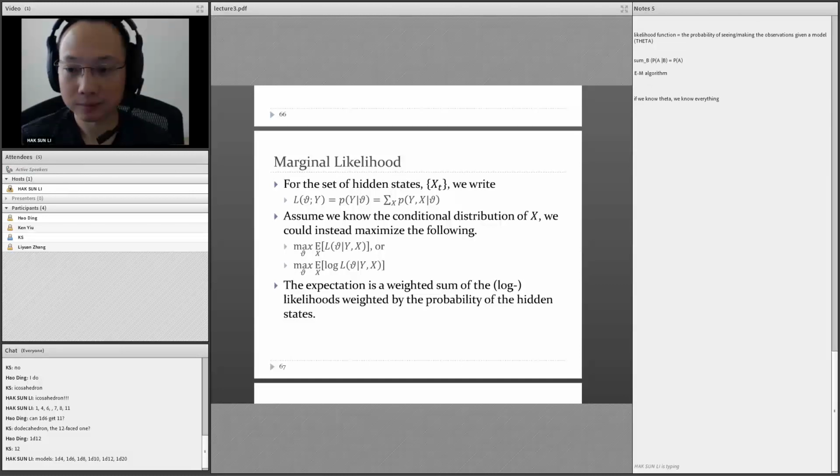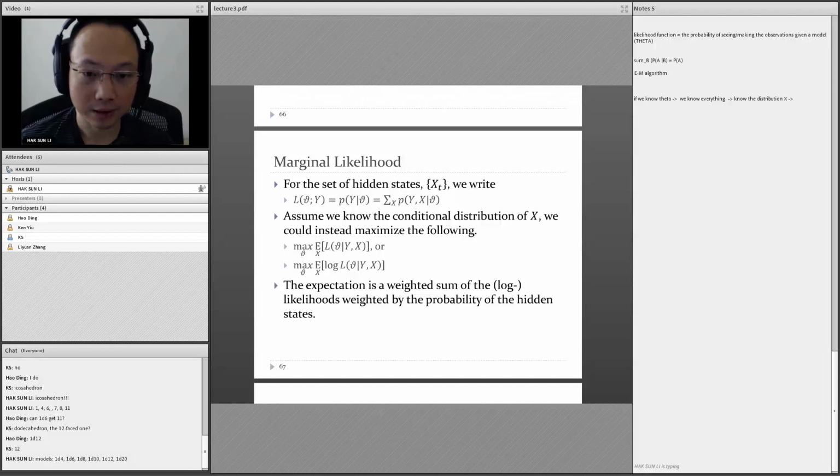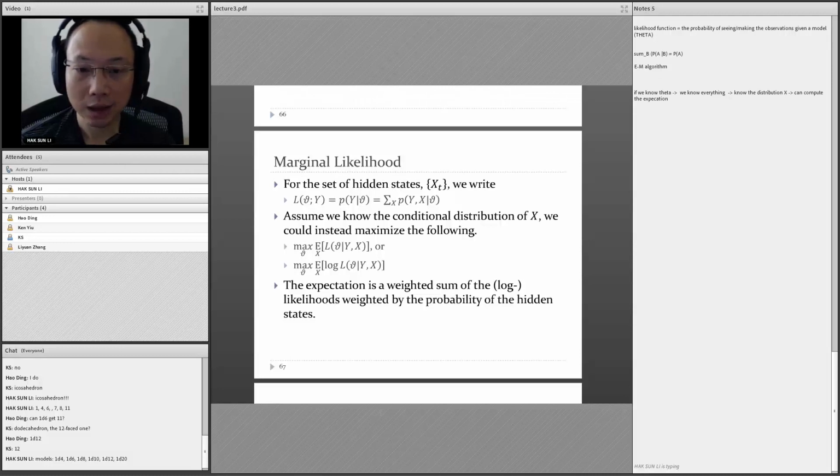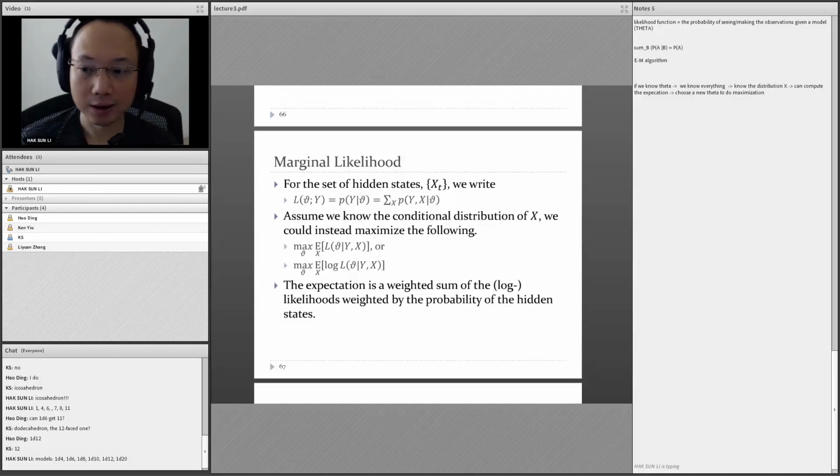Everything about the model. And if we know everything about the model, of course we know the distribution of x, because the distribution of x is determined by the model. And if we know the distribution of x, we can compute the expectation. And if we can compute the expectation, then we can choose a new theta to do maximization. Okay, so you can sort of see this iterative process, right?